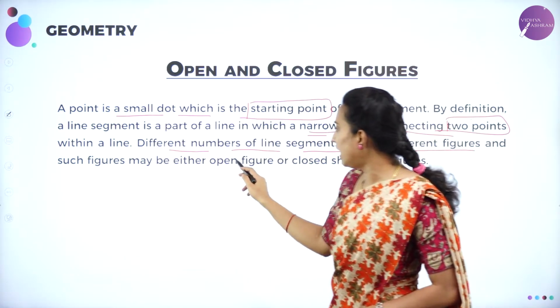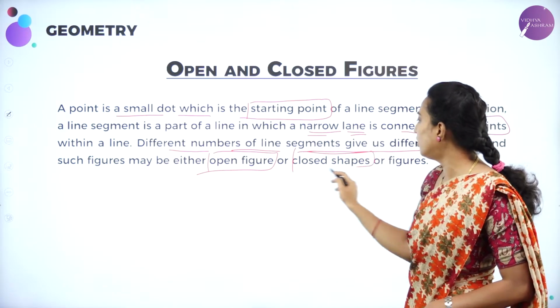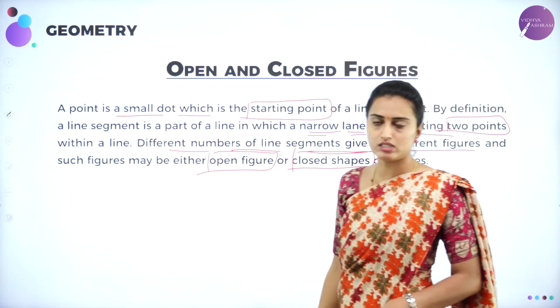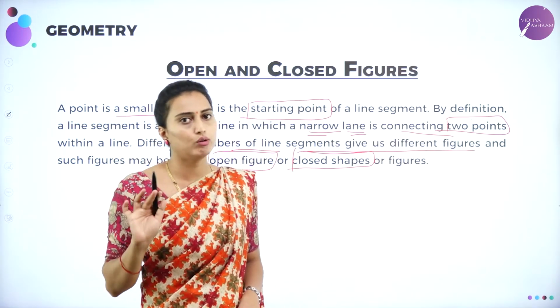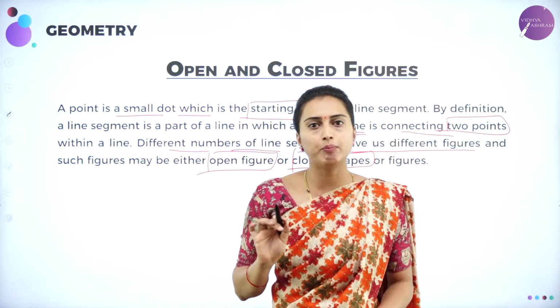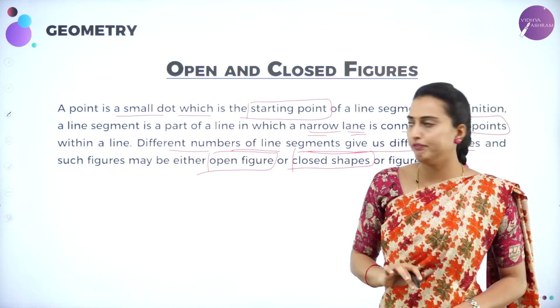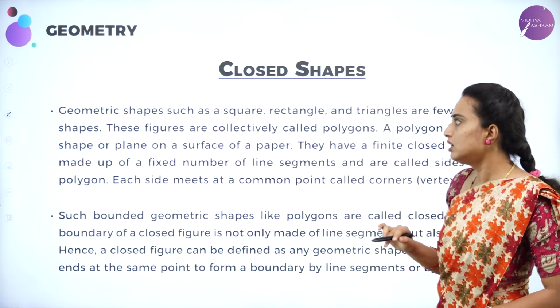Such figures may be either open figures or closed figures, or shapes you can take it as. If you start at one point and you close at the same point, it is a closed figure. If you start at one point and the exit point is not the same point, it is nothing but an open figure. Next, we'll be moving on to what we mean by closed shapes.